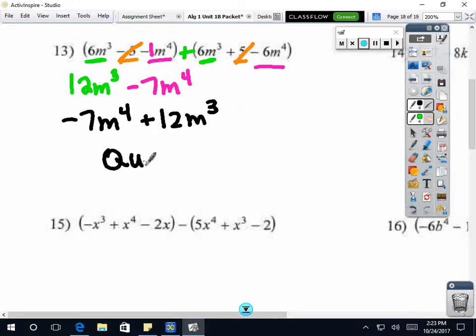Quartic, because it's degree 4. 4 is your highest exponent, and then binomial. 2 terms is binomial.